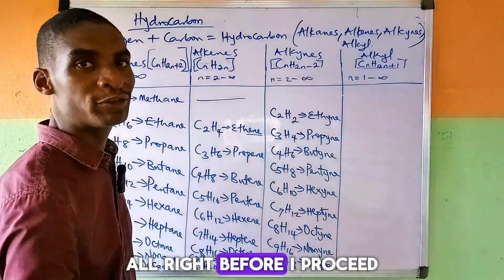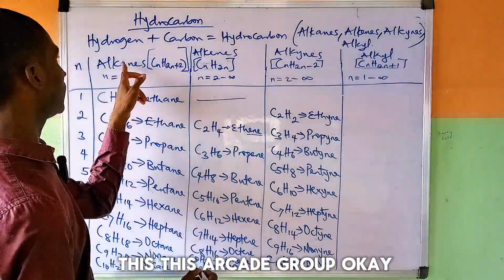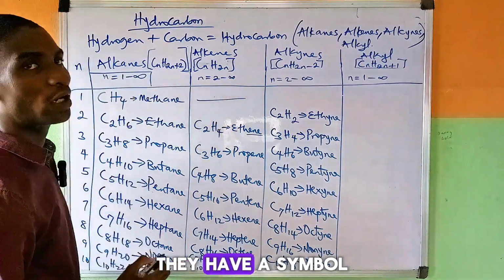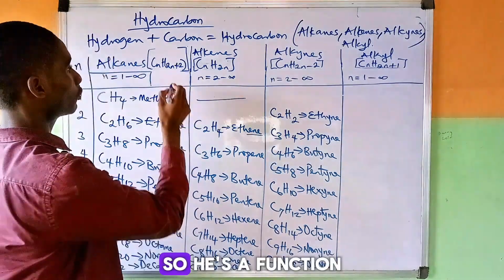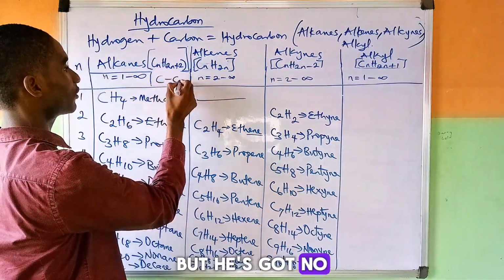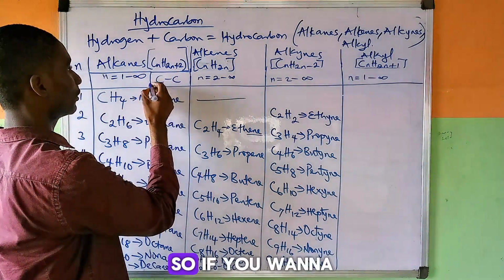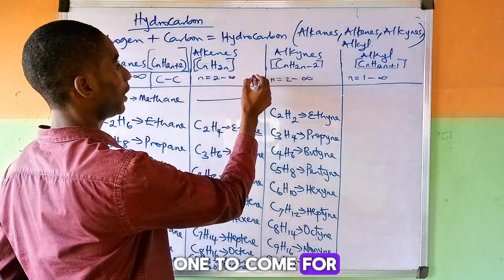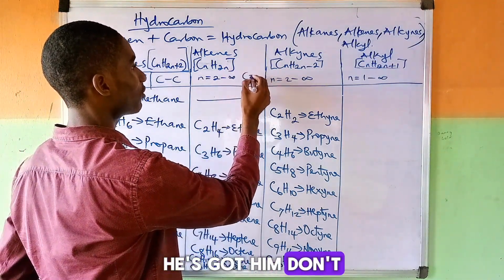Alright, before I proceed, let me also say this. This alkane group, they have a symbol. So this is a functional group symbol. It's carbon single bond to carbon. So if you want to draw structures of alkane, it's carbon single bond to carbon. For alkene, it is carbon double bond to carbon.